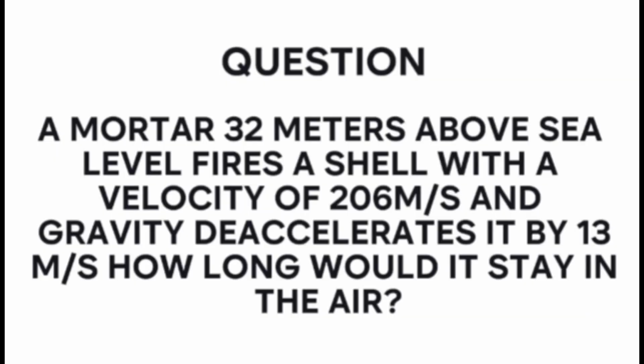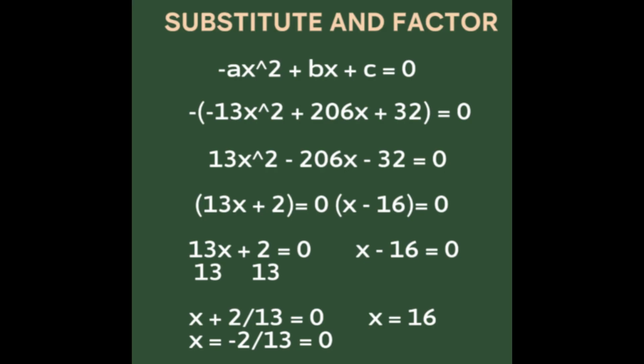Now, let us answer this question. A mortar, 32 meters above sea level, fires a shell with a velocity of 206 meters per second and gravity decelerates it by 13 meters per second squared. How long would it stay in the air?